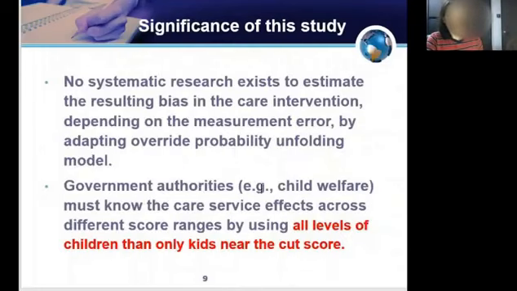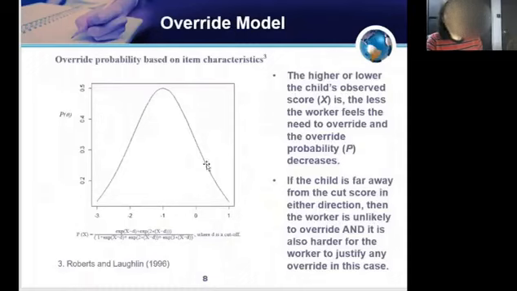And government authorities must know the care service effects across the different score ranges, using all levels of children, not only kids near the cut point. So I searched whether the unfolding model is used in our field. There's none. I haven't found any unfolding model application paper, but I found some election papers in political science and also turnover rate papers in the job market in business administration.